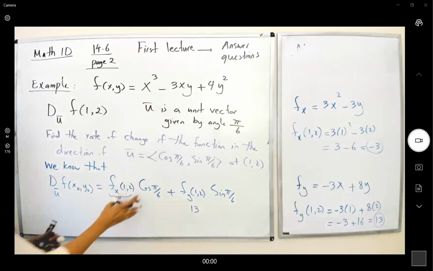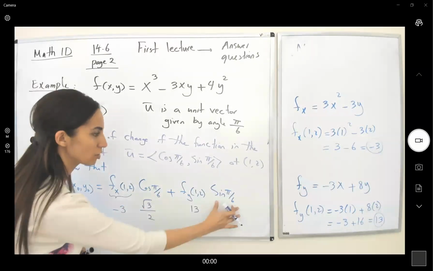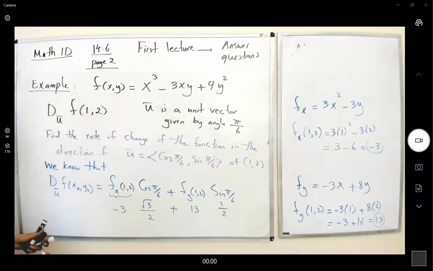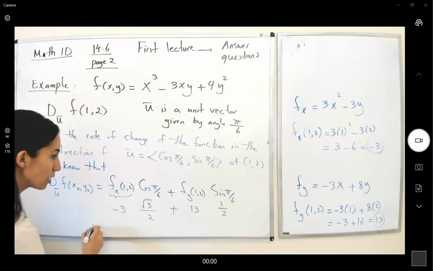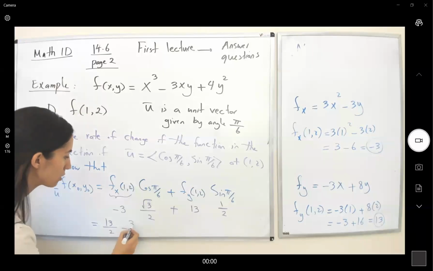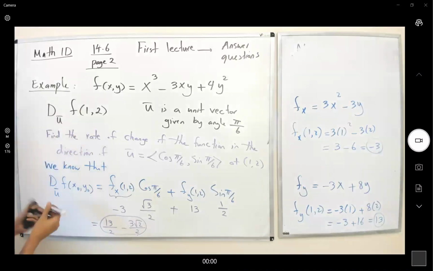Okay, you have cosine of pi over 6, which is square root of 3 over 2, and you have sine of pi over 6, which is a half. And here we have plus. So to calculate the exact value, we need to have a calculator. So you get 13 over 2 minus 3 square root of 2 over 2. Sure. Okay, guys, this is 3, not 2. Thank you, Bernice.